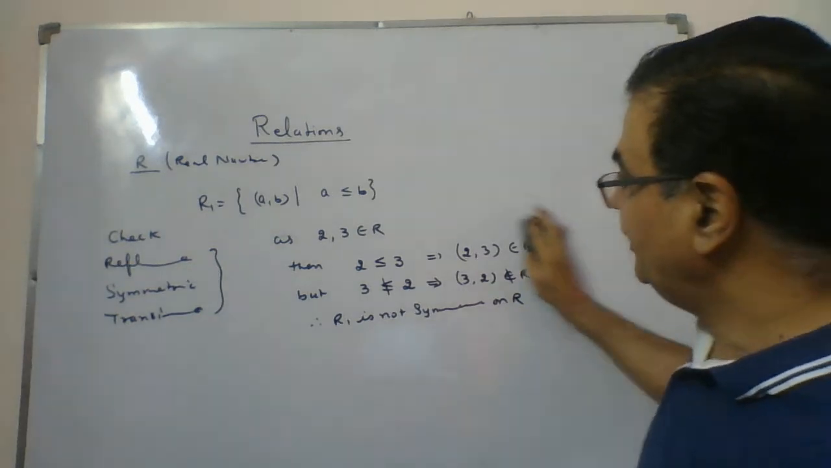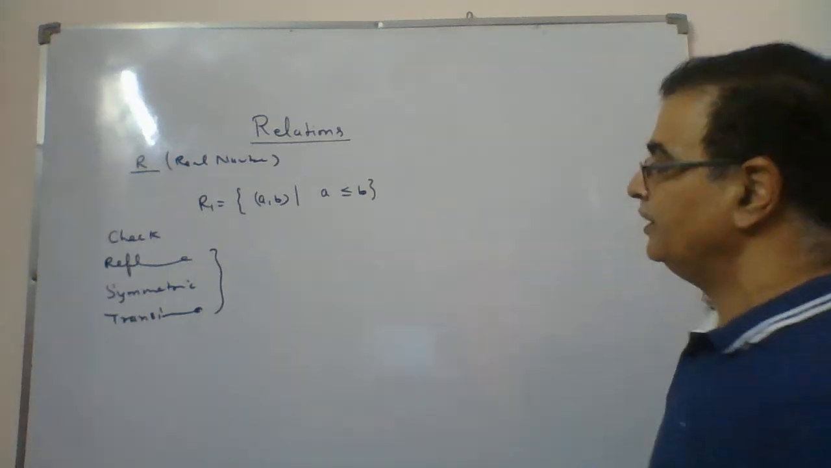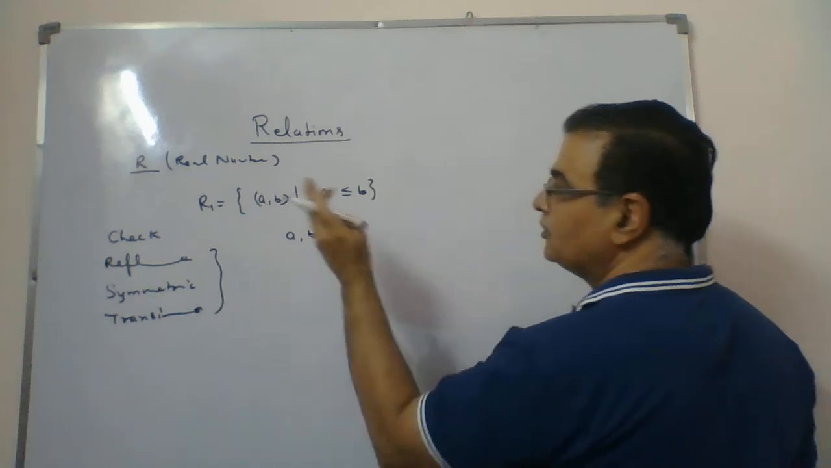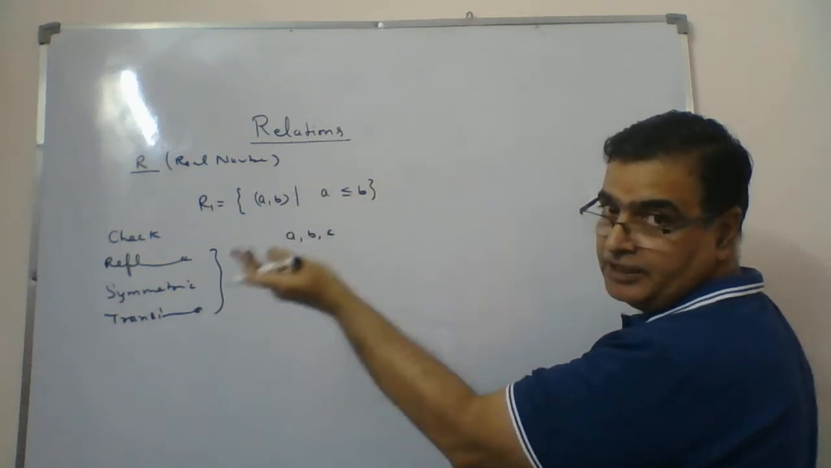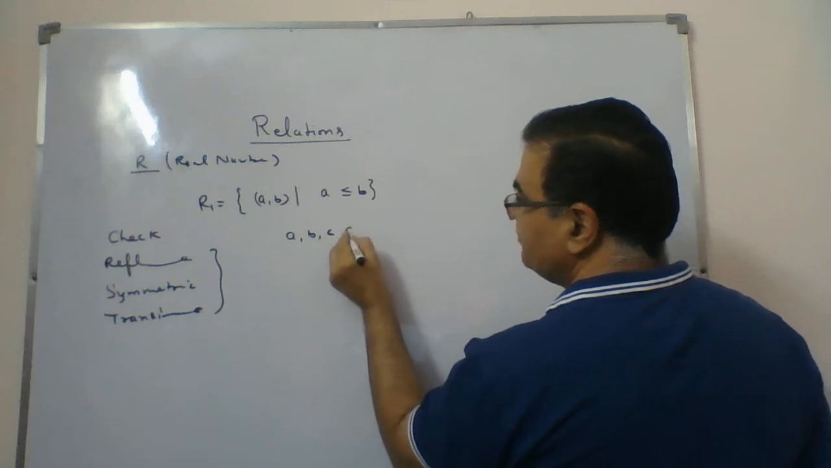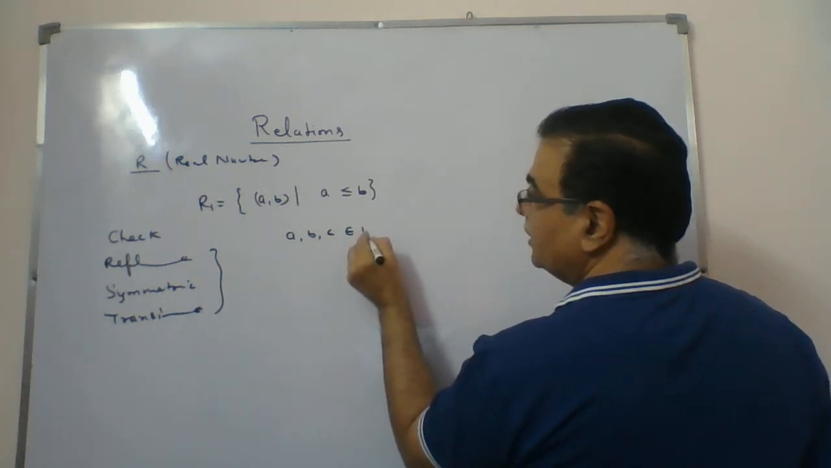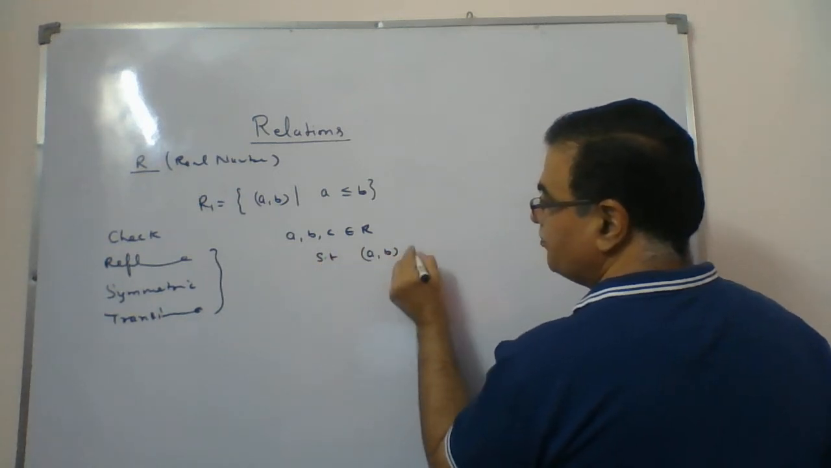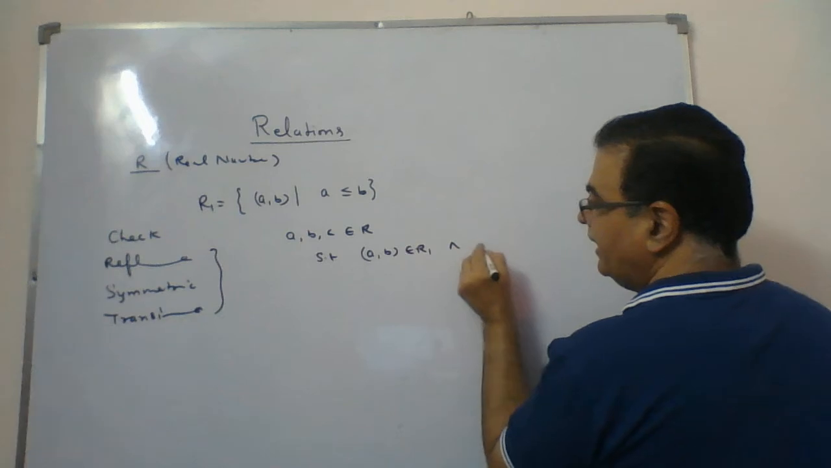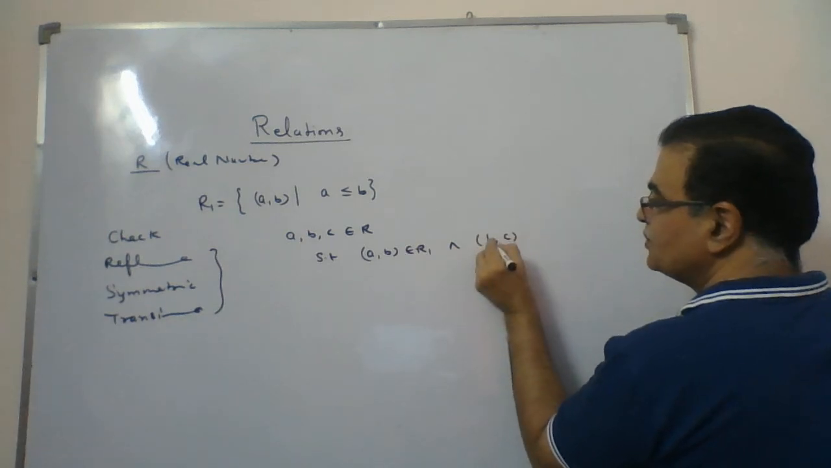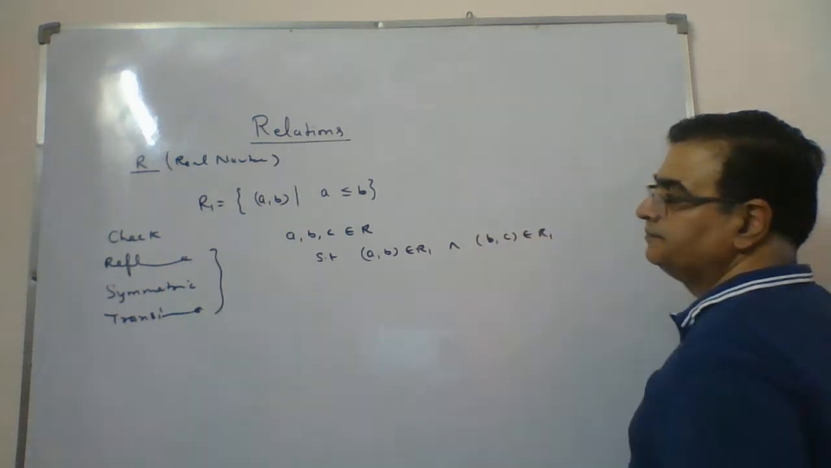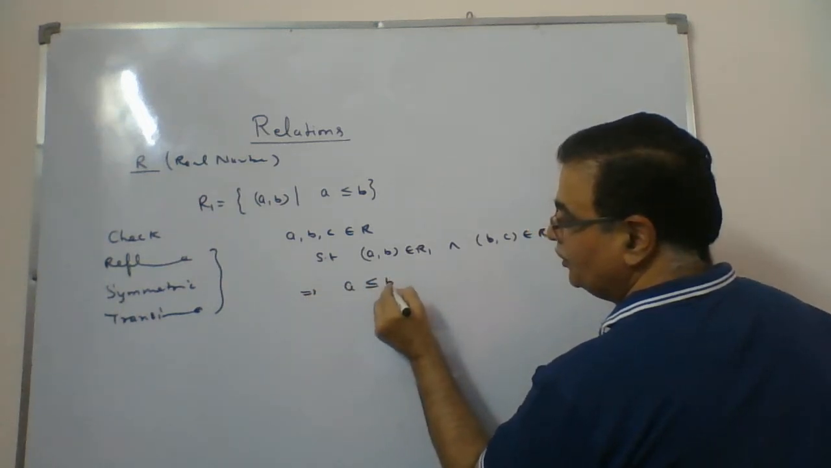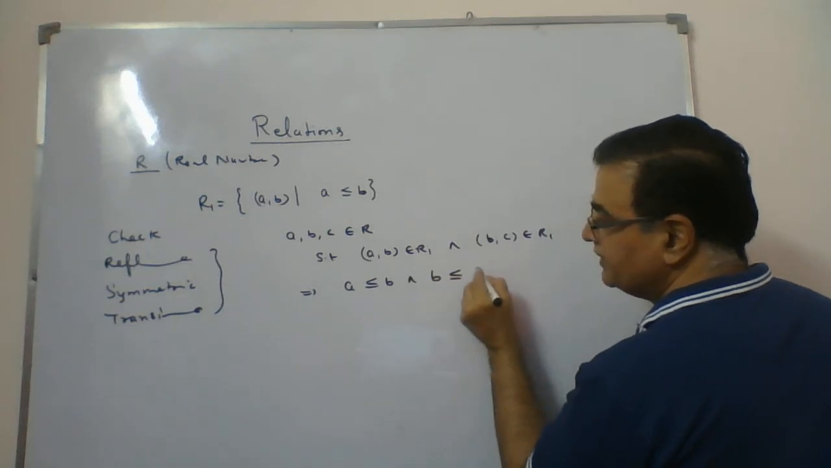We should check. In transitive, just check here: A, B, C. It is valid because A is less than B, B is less than C, so automatically A is less than C. So let A, B, C belong to real numbers such that (A, B) belongs to R1, and at the same time (B, C) belongs to R1. What does it mean? This implies A is less than or equal to B, and at the same time B is less than or equal to C.